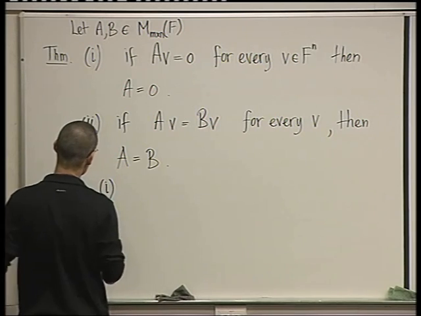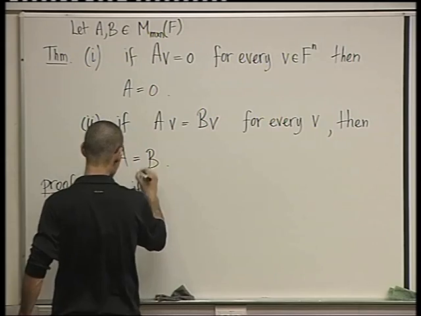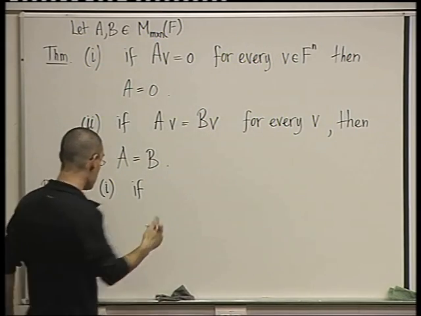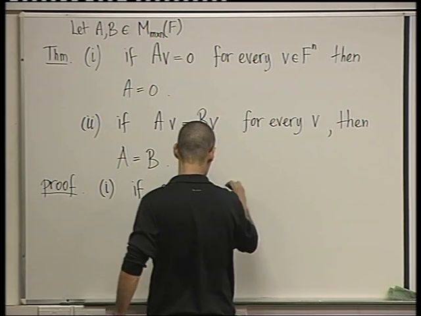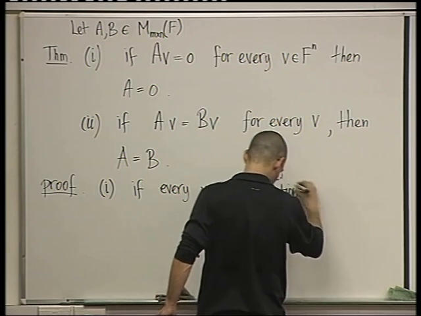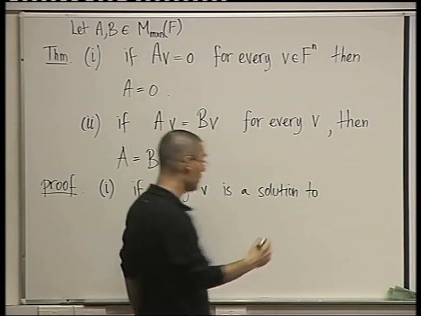And then 2. So 1. What does it mean that AV equals 0 for every V? It means that every V is a solution to the homogeneous system of equations, AX equals 0.